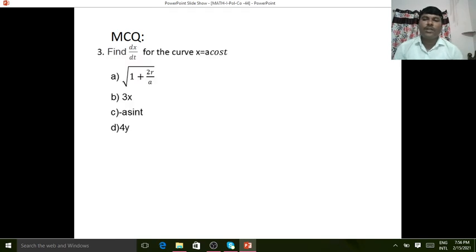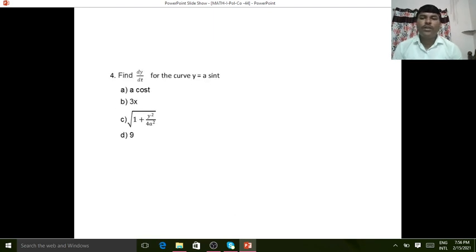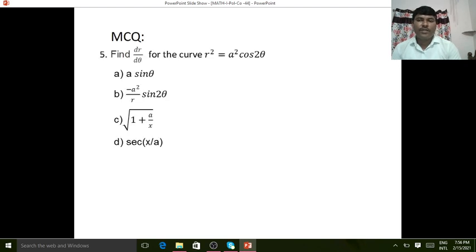And third one is find dx by dt for the curve x is equal to a cos t. So answer is C, minus a sin t. And the fourth one, find dy by dt for the curve y is equal to a sin t. Answer is a cos t. And fifth one, find dr by d theta for the curve r square is equal to a square cos 2 theta. Answer is B, minus a square by r into sin 2 theta.